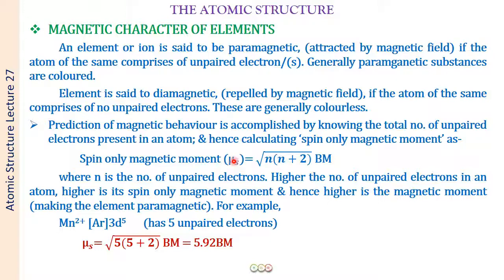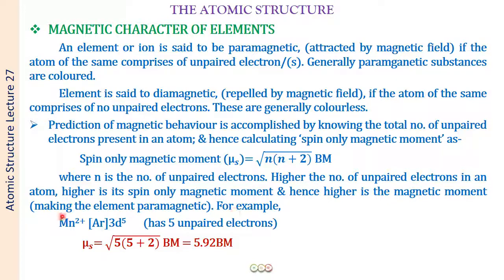So if there are unpaired electrons, it means they have the spin only magnetic moment, and this spin only magnetic moment is called mu s, and this is given by the formula under root of n into n plus 2 BM. This BM stands for Bohr magneton, the unit of magnetic moment, which you will understand more while you study magnetic moment in physics, right? And this n, what does this stand for? Well, this stands for the number of unpaired electrons present in the atom. Higher is the number of unpaired electrons, higher is going to be the spin only magnetic moment, and hence higher is going to be the total magnetic moment of the element, thus making the element paramagnetic.